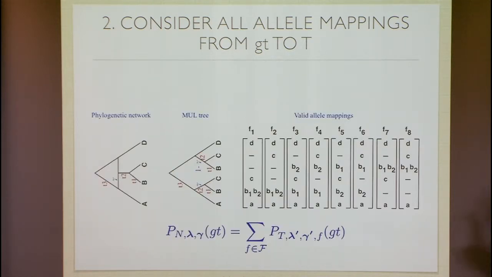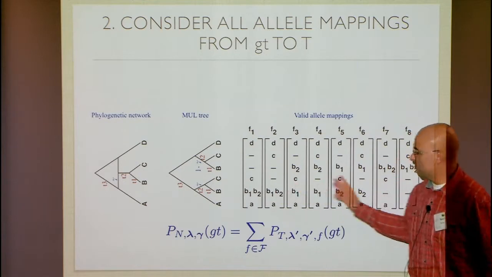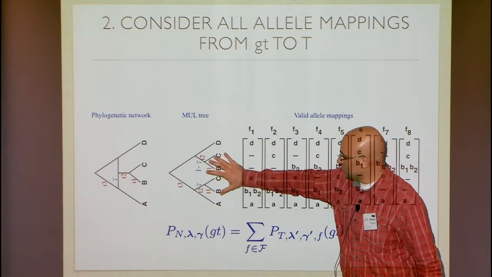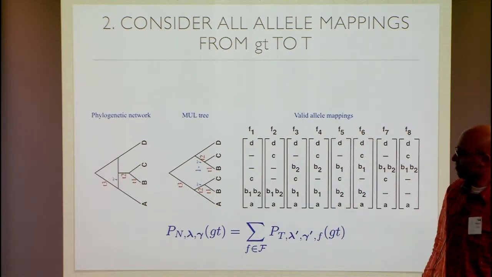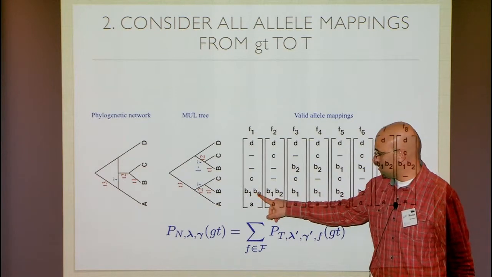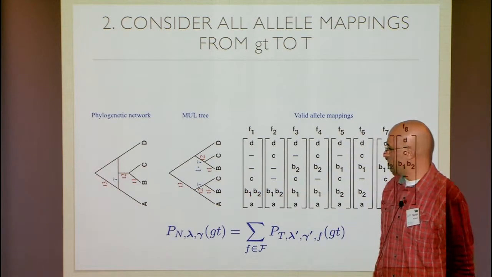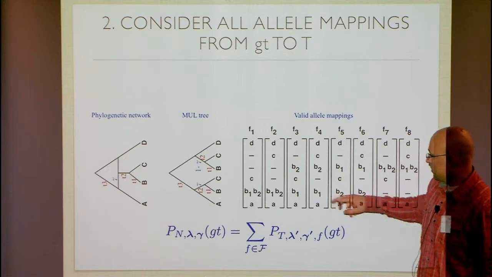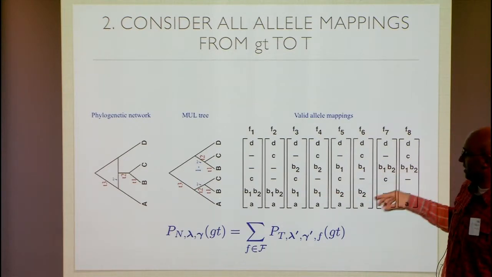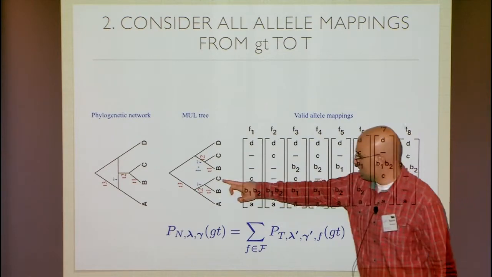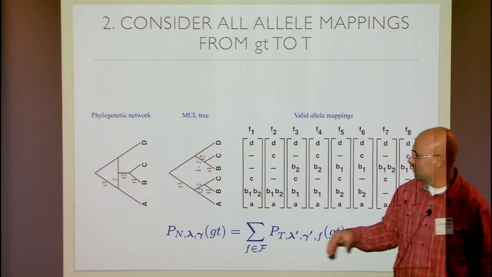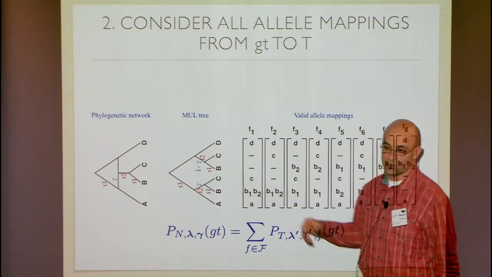So these are all the possible allele mappings that I can find for a gene tree given this MUL-TREE. If we have B1, B2, they can again map both of them to this B, or to each one of the Bs, or to this. Okay, and as we have the C also, because we sampled one allele from C, it can map to this one or to this one.